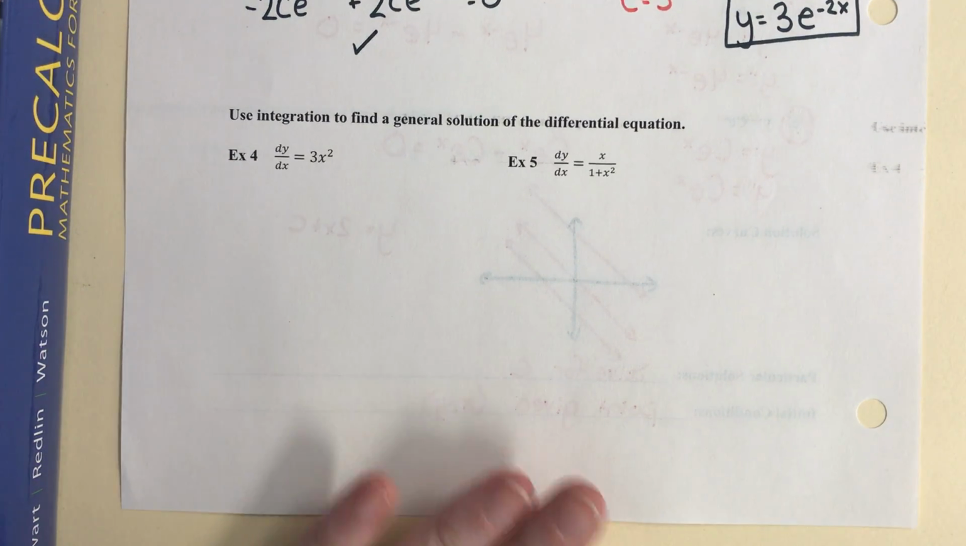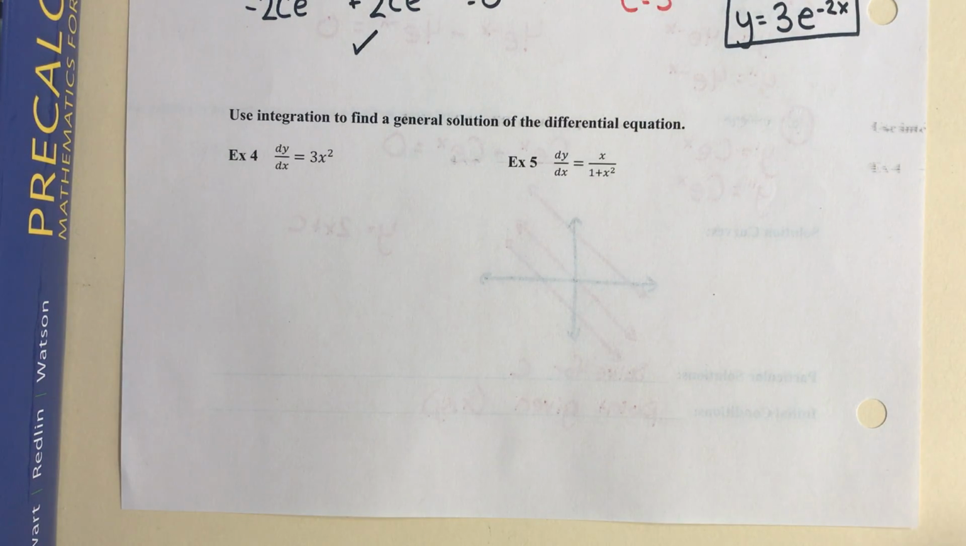The last two problems, we're actually going to start solving differential equations. Now there's a process of steps that we want to go through. These often show up on the AP exam and the FRQs, and they're worth quite a bit of points because there's a lot of steps to them. So let's start with number 4.